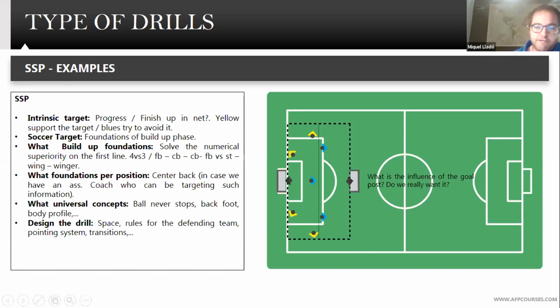Yellow team, as you see, has two fullbacks and two center backs. They support the target, which is precisely to progress. We don't know yet if the target is also to finish up in net. And blue team, a striker and two wingers. They try to avoid progression or avoid the finish up in net by yellow team. We'll see now, what's the soccer target?